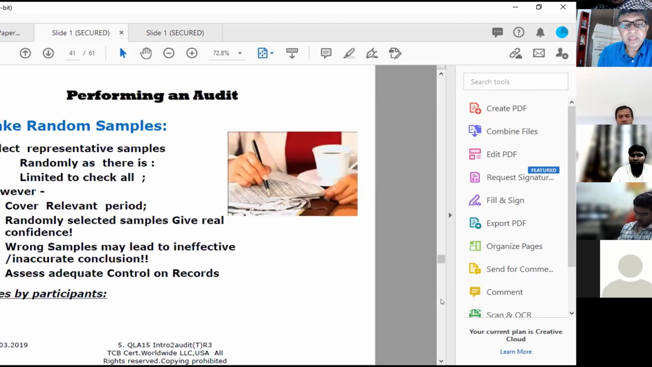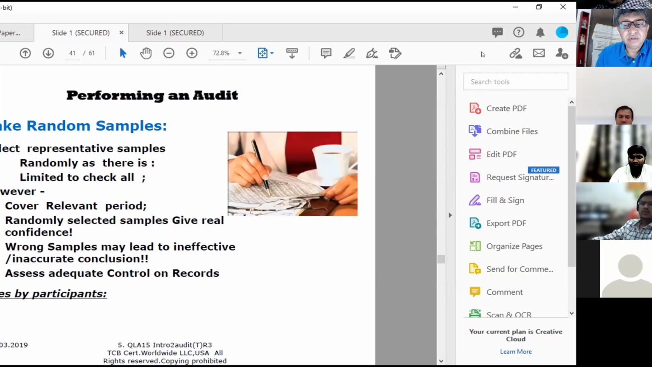Okay. Now take random samples. Now, what is a random sample? This is very important. Actually, this is not only important for, I would say, audit. It is applicable in most of our fields. As you are working as engineers, random sampling or sampling is very important. Sampling would give you a higher level of confidence. If the samples are correctly taken, you get a better level of confidence.